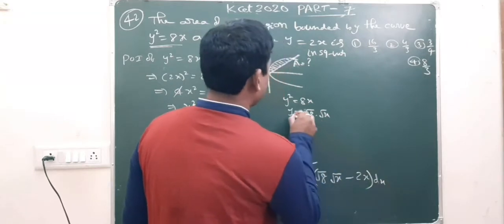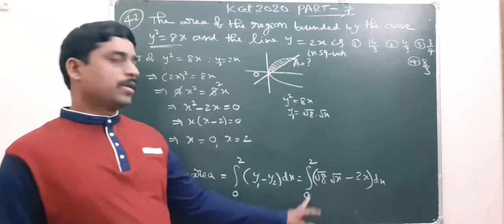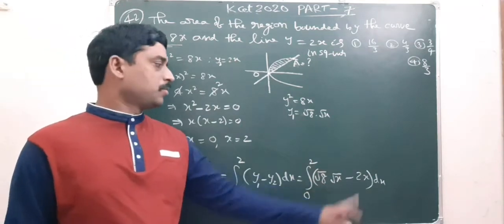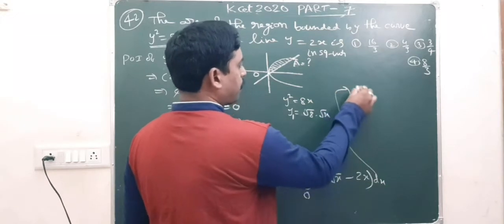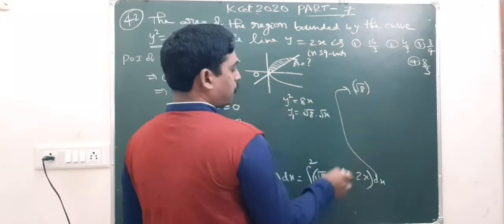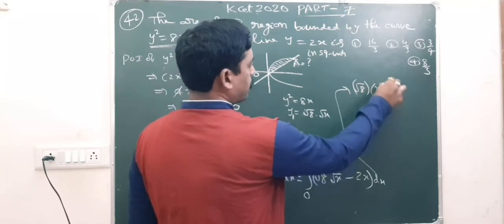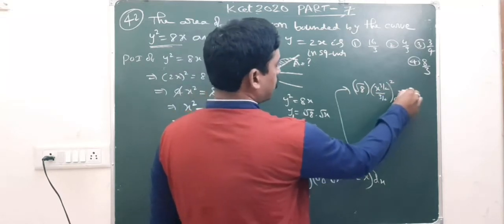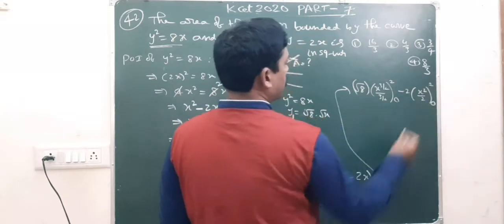So let us take this is y1, this is y2. Okay, clear? Now integral 0 to 2 root 8 into root x into 2 minus 2x. This continuation root 8 constant. So root x integration x power 3 by 2 by 3 by 2, limits are 2 to 0. 2 into x integration x square by 2, limits are 2 to 0.